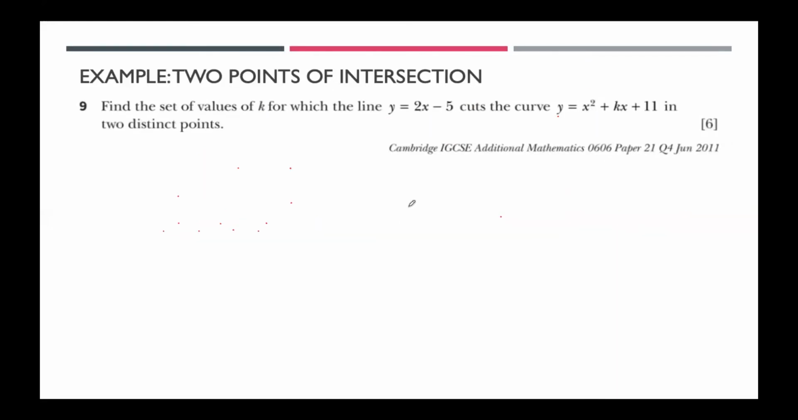All right, so let's have this particular question. You have to find the values of k such that the line with this equation and the curve will meet at 2 distinct points.